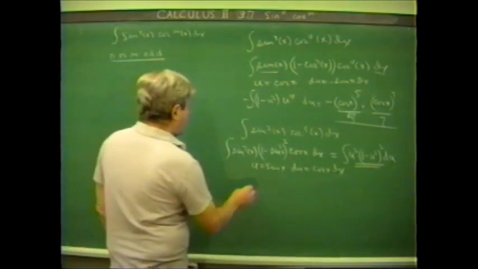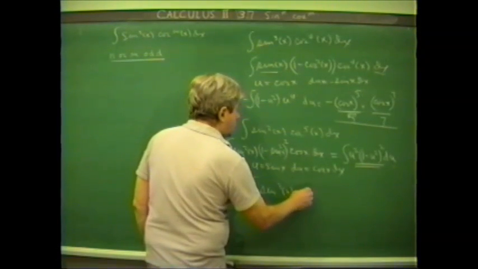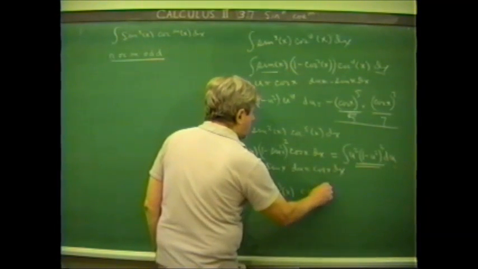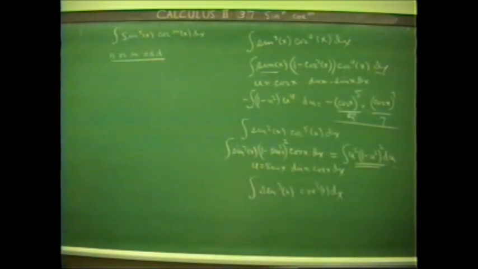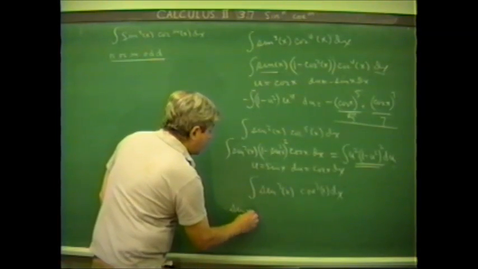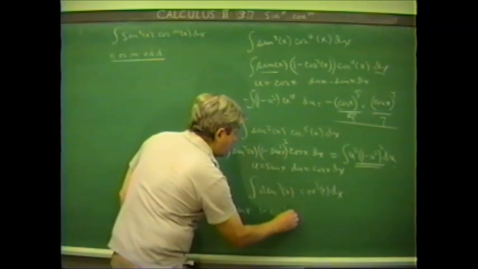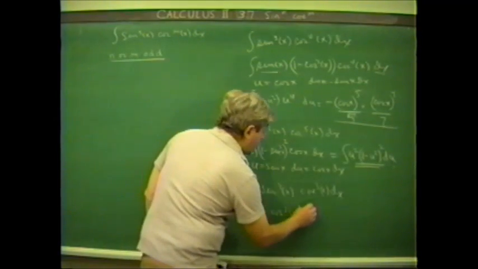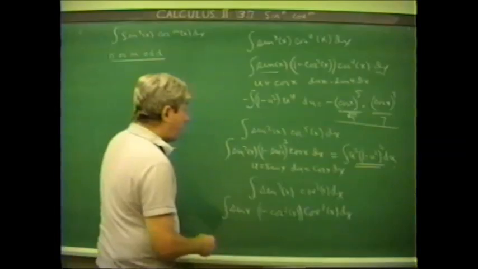In the case that you've got, let's say, both powers odd, it doesn't matter what you do as far as saving something. You can either save sine x, for example, and do this as sine x. Sine squared is 1 minus cosine squared. So we get this times cosine cubed of x dx.